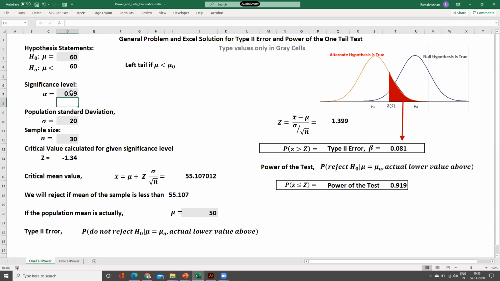When I decrease alpha, this will increase. When I increase alpha, this will decrease. Clear? At 0.05, you get 0.136. At 0.5, you will get 0.136. It increases. Okay?